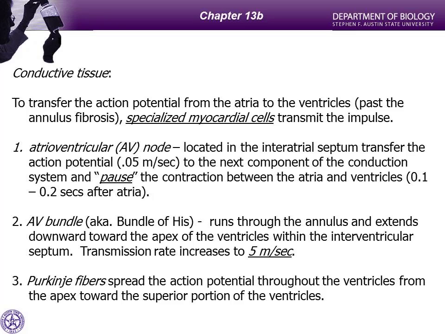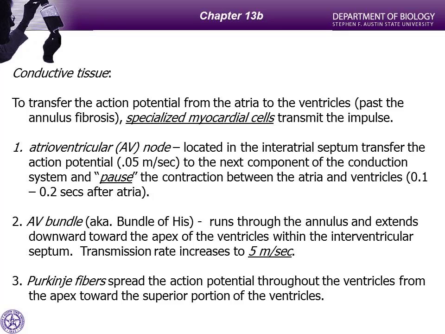Think of our cardiac cycle. 3/10 of a second, ventricular systole, ventricular contraction. 5/10 of a second, diastole, ventricular relaxation. What happens 1/10 of a second before the ventricles contract? What's step 5? Atrial systole. The atria contract. 1/10 of a second later, the ventricles contract.